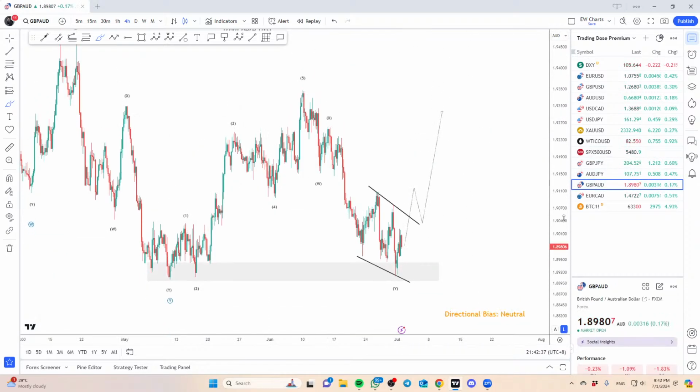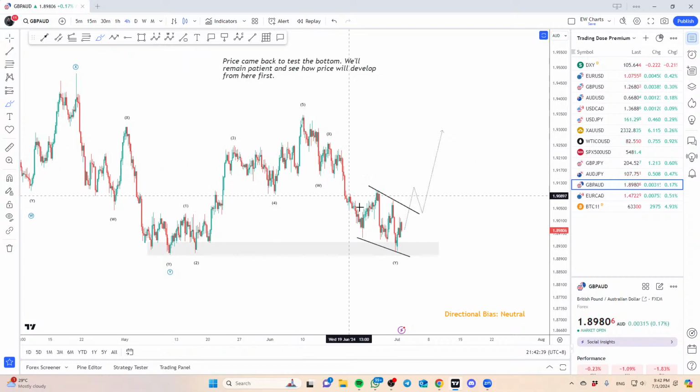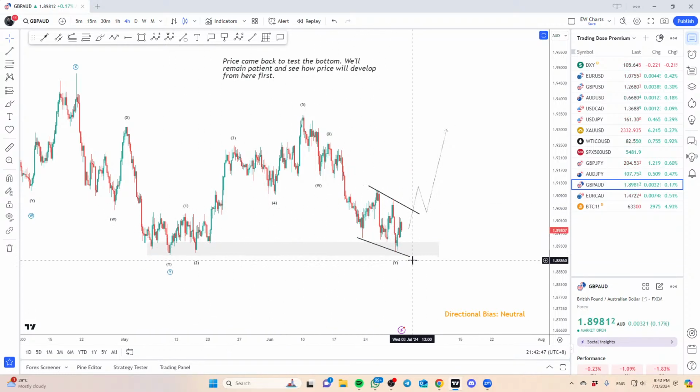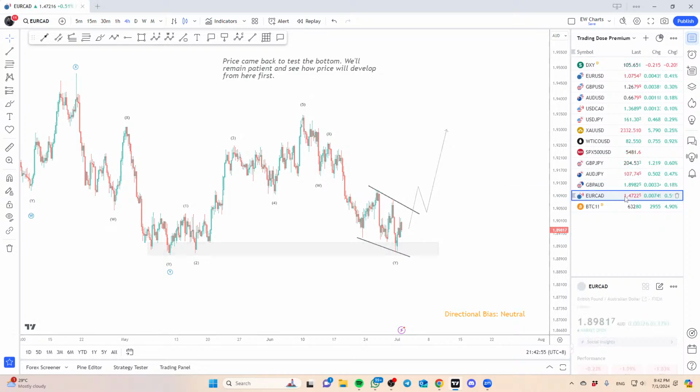Pound Aussie here, I'm pretty neutral. I want to see the breakout of this structure first. Potentially a crawl pattern with a double bottom structure in mind. So this one here, I'm a little bit on the neutral side, waiting for confirmation that the market can give us.